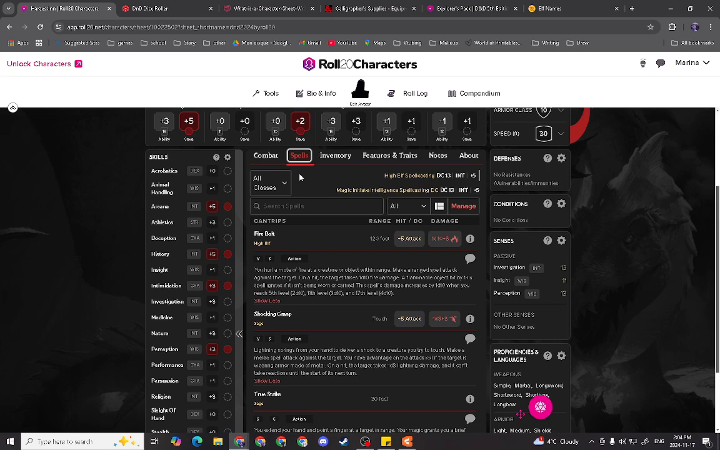Okay. I want to use my Firebolt, but I also feel like Firebolt wouldn't really affect the skeleton. They're not immune to fire. Okay, well, it's worth a try. Let's go with Firebolt then. All right, roll to hit. That's the d20. Okay. 7.